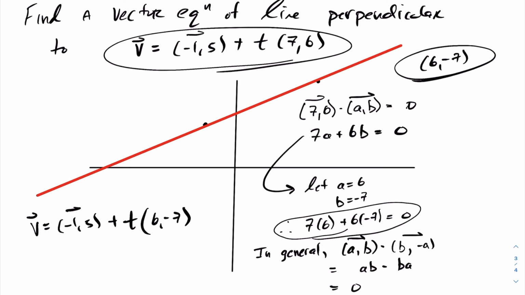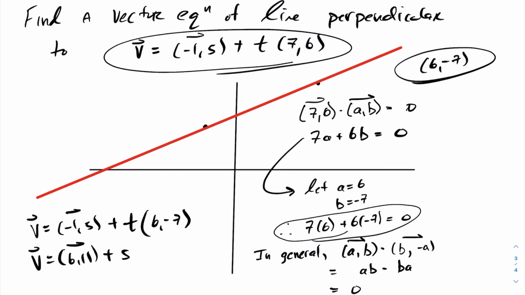Notice that what we're finding is a vector equation that's perpendicular to this line, but the vector equation we've chosen goes through the point (-1, 5). Similarly, just like linear equations, we could have chosen another point. I could have, for instance, chosen the point (6, 11) plus a scalar multiple of (6, -7), and that would also represent a vector equation that is perpendicular to the vector equation that we have here.